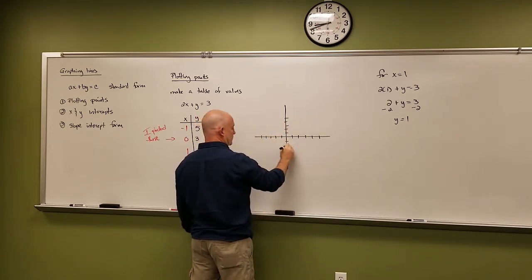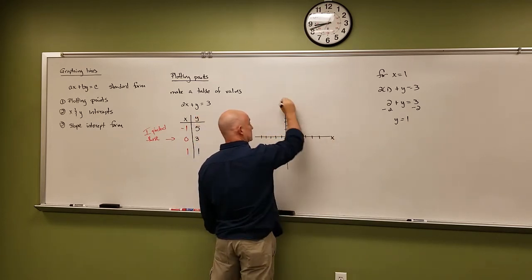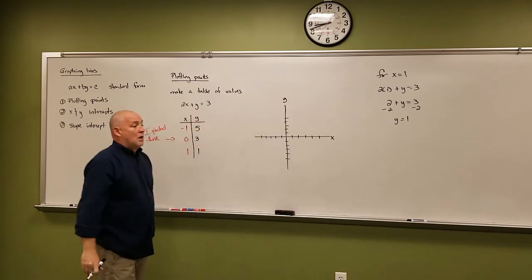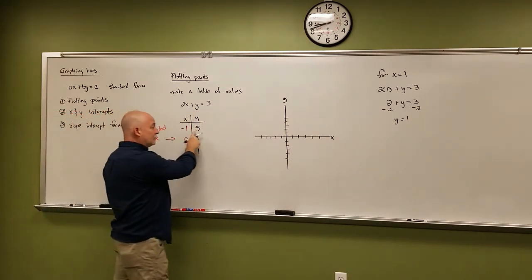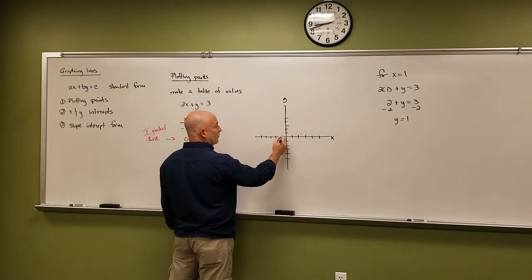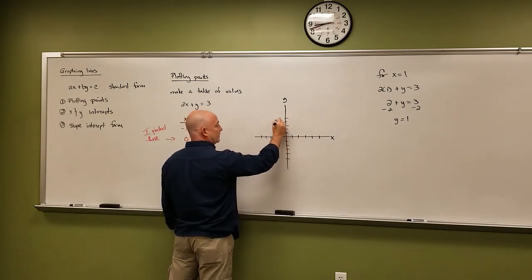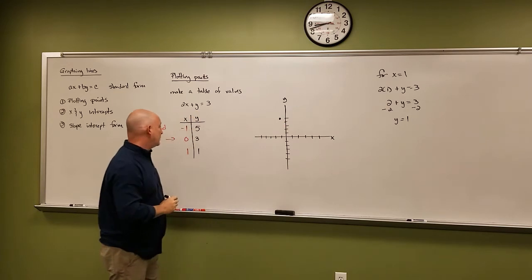And there's our x direction and our y direction. Now all we have to do is plot some points. So we have -1, 5. So it says move -1 in the x direction, 5 in the y direction. So there's our first point.